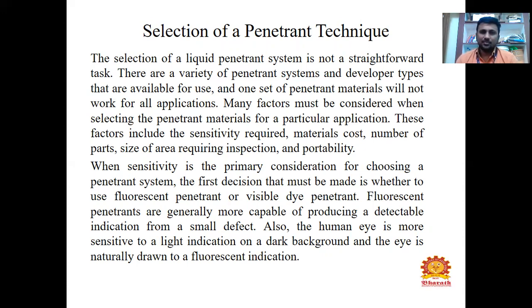When sensitivity is the primary consideration for choosing a penetrant system, the first decision that must be made is whether to use a fluorescent penetrant or a visible dye penetrant. Fluorescent penetrants are generally more capable of producing a detectable indication from a small defect. Also, the human eye is more sensitive to light indications on a dark background, and the eye is naturally drawn to a fluorescent indication.